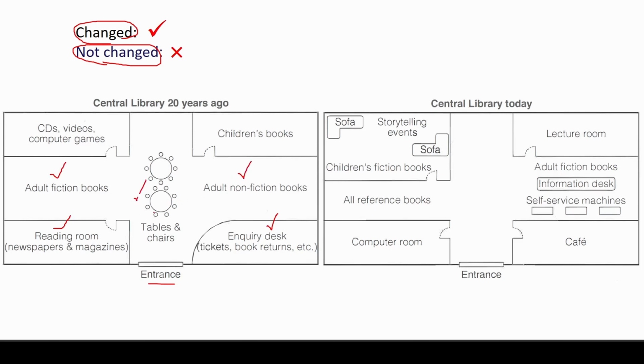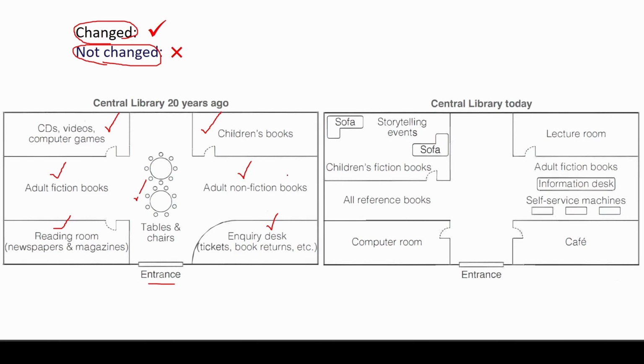Tables and chairs, they're not there anymore, changed. CDs, videos, computer games, changed, tick. And children's books, also tick. So overall, the floor plan or the layout has changed a lot, right? This is the overview.